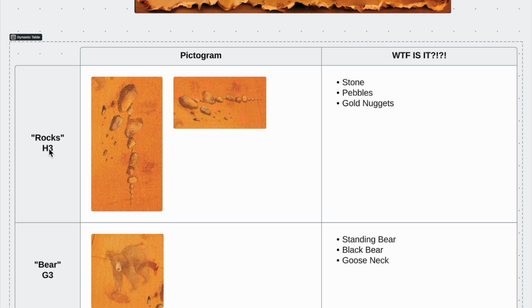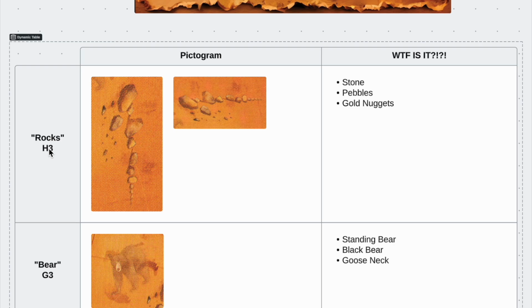You'll see under each of these titles, I have a key. For this one, it's H3. That refers to the grid overlay that also is available on my Gumroad, and there's basically a grid that I have printed out that I overlay on top of my book. There's a whole video on it. You're welcome to use it.